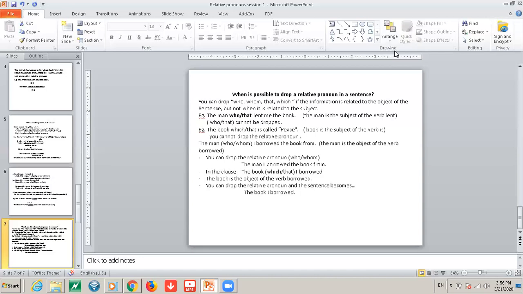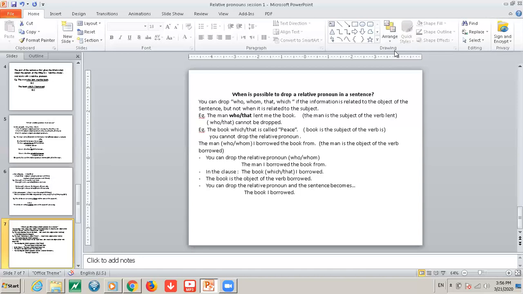So you can drop the relative pronoun who or whom, and the sentence becomes: the man I borrowed the book from. It's possible to drop who or whom.